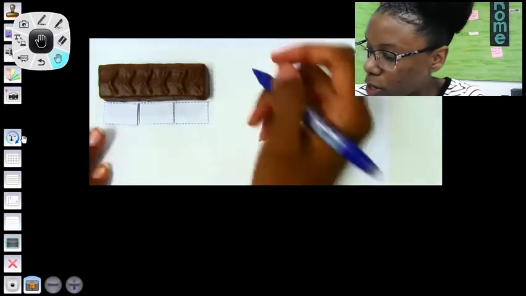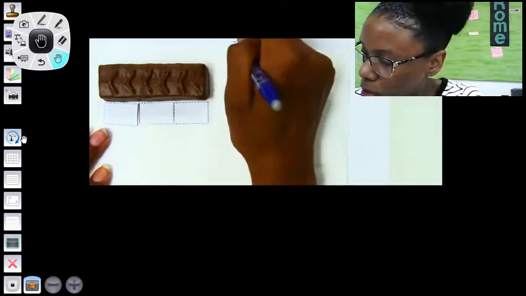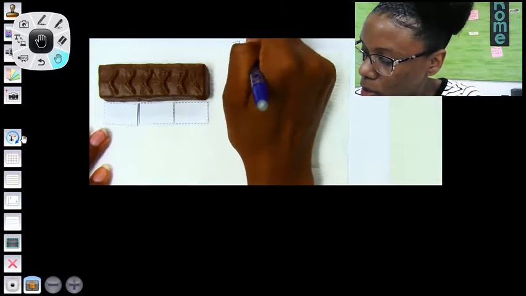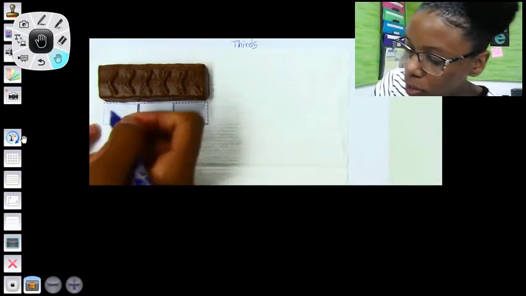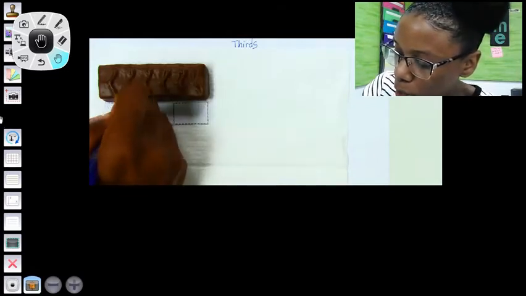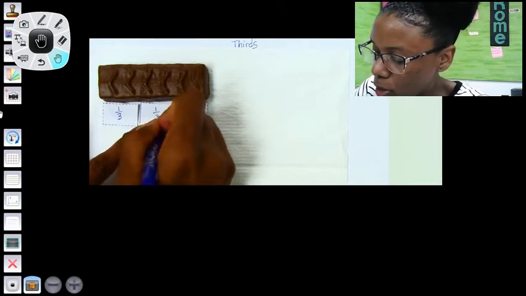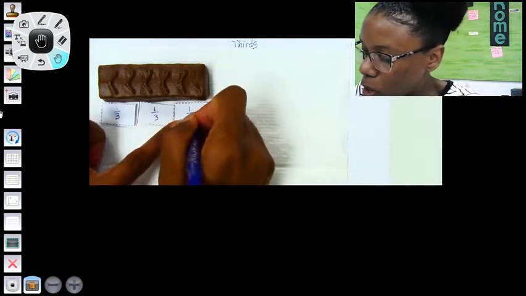So I see that there are three parts there, and that's where that word thirds come in. So I'm going to just write thirds. Okay, so this is called a third, this is called a third, and this is called a third. So this is 1/3. This is also 1/3. And this part is called 1/3.